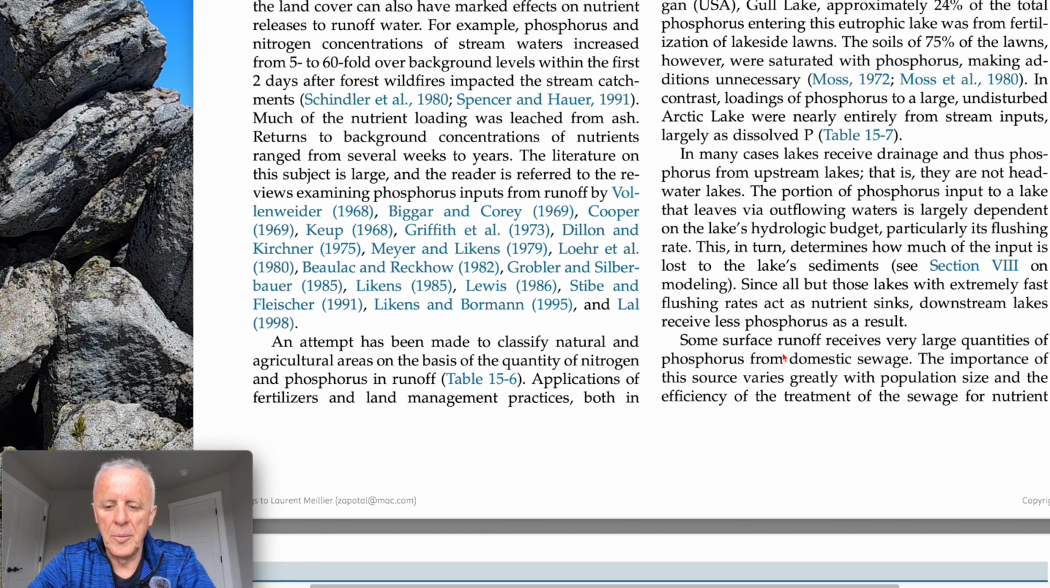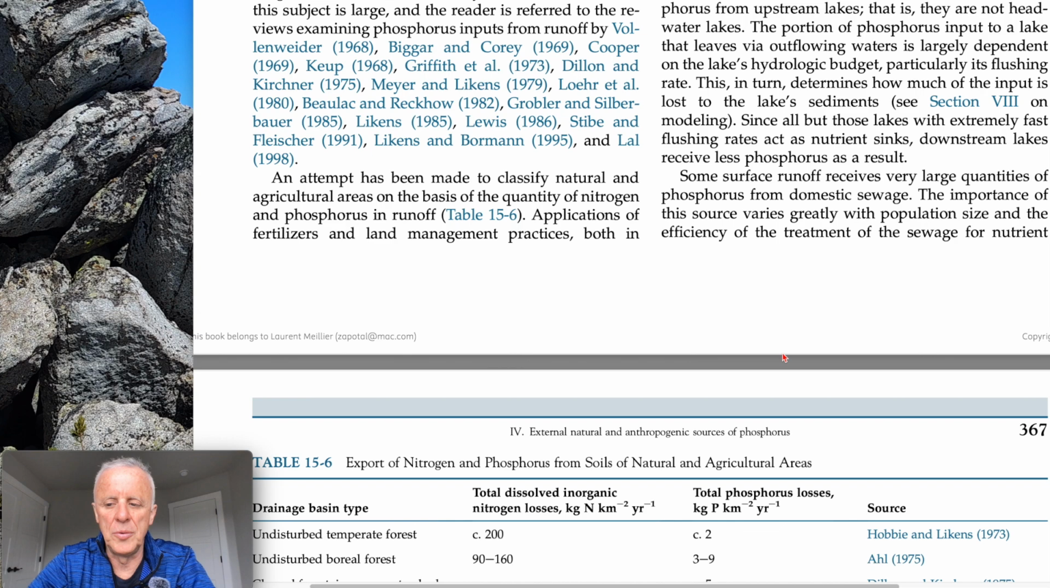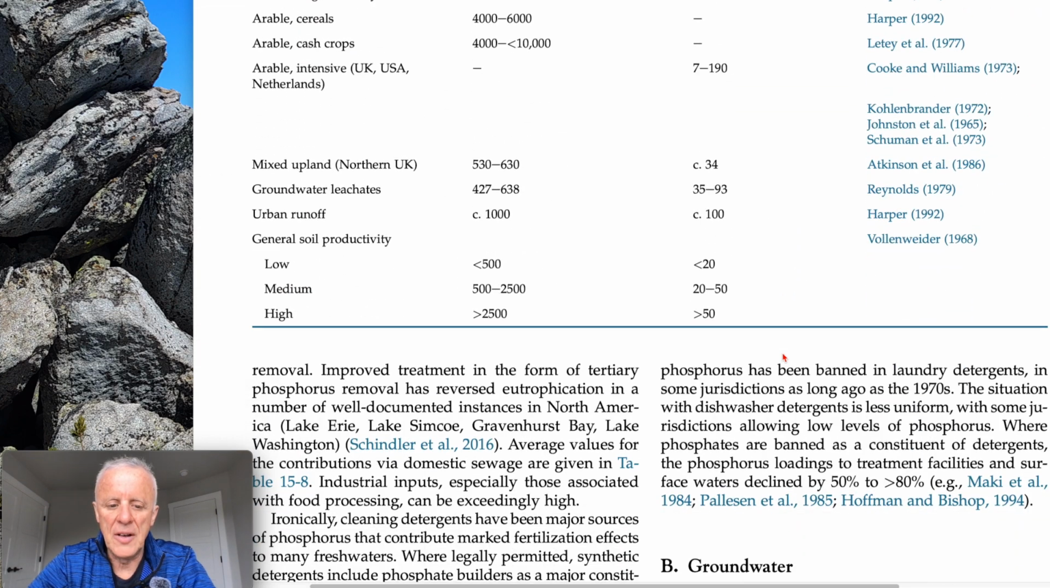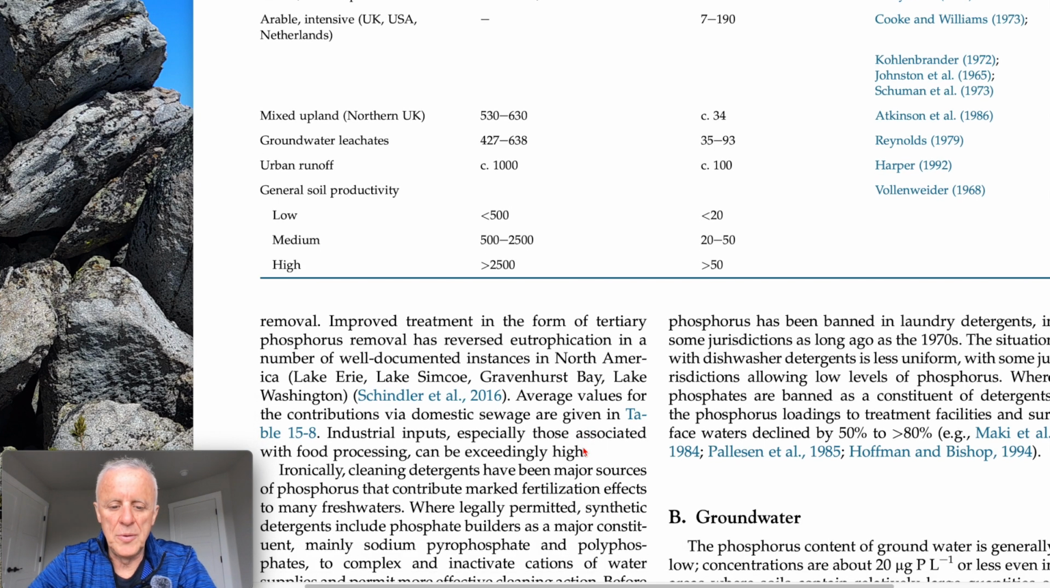a result. Some surface runoff receives very large quantities of phosphorus from domestic sewage. The importance of this source varies greatly with population size and the efficiency of the treatment of the sewage for nutrient removal. Improved treatment in the form of tertiary phosphorus removal has reversed eutrophication in a number of well-documented instances in North America. Average values for the contributions via domestic sewage are given in Table 15-8. Industrial inputs, especially those associated with food processing, can be exceedingly high.